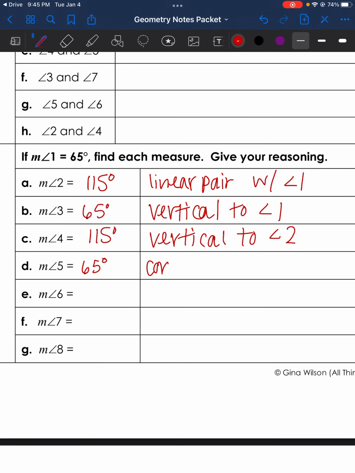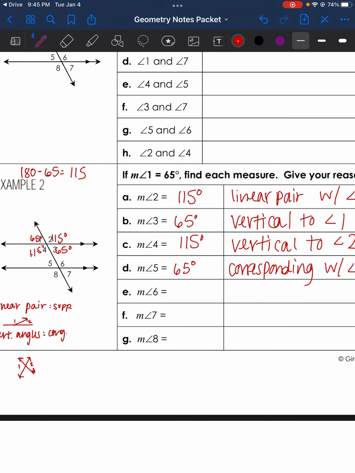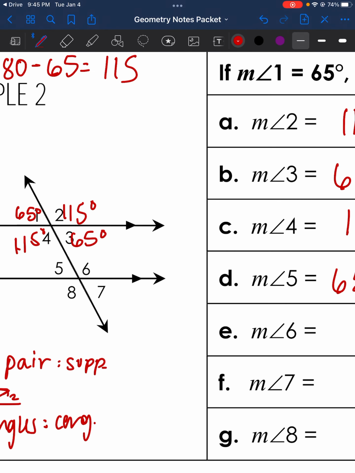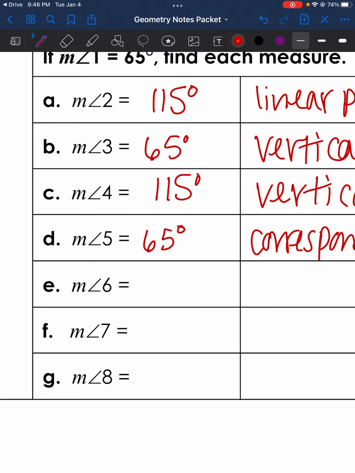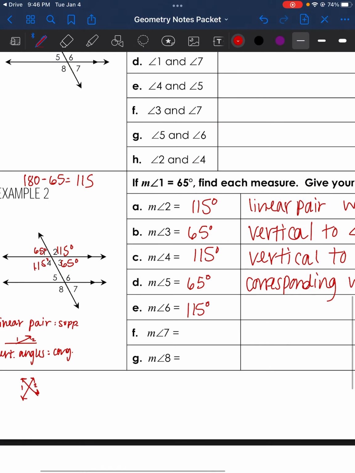And I'm going to write corresponding with angle 1. Let's see, angle 6. So I could say angle 6 is corresponding with angle 2, so that makes it 115 degrees. I could say angle 6 is a linear pair with angle 5, which would make it 115 degrees. I could say angle 6 is consecutive interior with angle 3, makes them supplementary, also 115 degrees. So it really doesn't matter which angle pair you choose, because they all should give you the correct number.